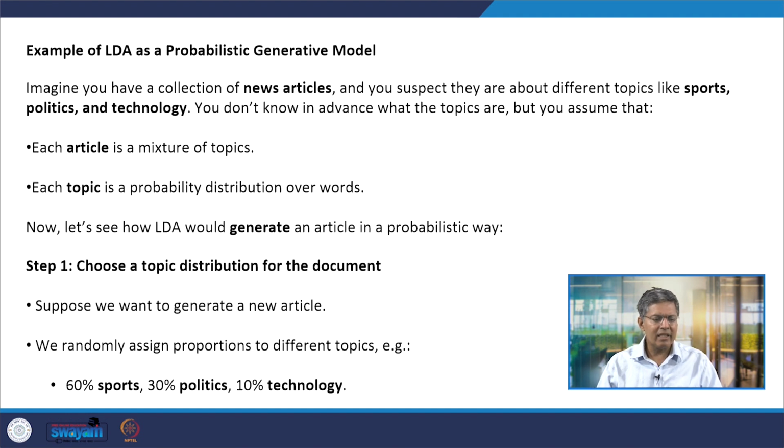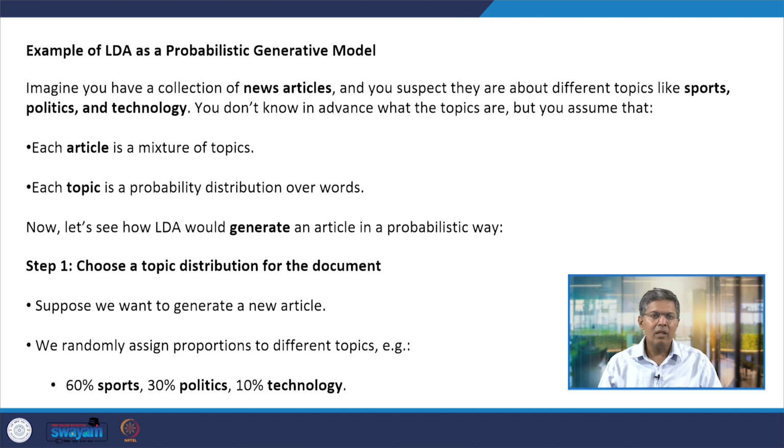Okay. Let us take an example. Imagine you have a collection of news articles. You are reading the newspaper, articles are there everywhere around you, and you suspect that there are different topics like sports, politics, technology. You do not know in advance what the topics are, but you assume that each article is a mixture of topics. That is true also. Each topic is a probability distribution over words.